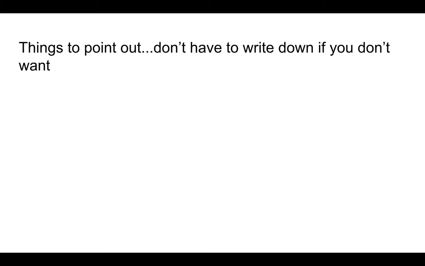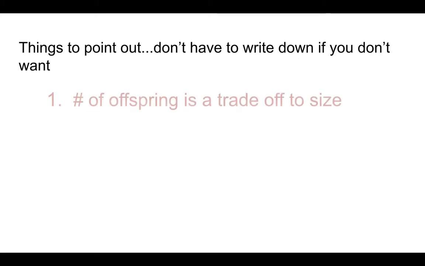Two things that I want to point out. You don't have to write them down if you can kind of reason through them. The first thing is the number of offspring that you are producing is always a trade-off to size. That means the fewer offspring that you have, the larger each will be and potentially healthier and have a higher chance of survivorship. If you are mass producing offspring, they're going to be really small and could potentially die because of that.